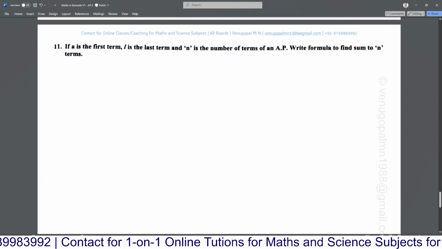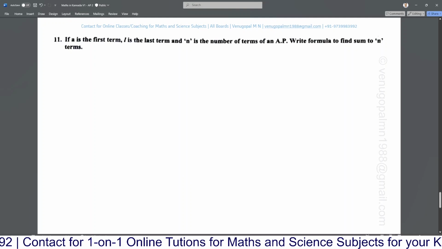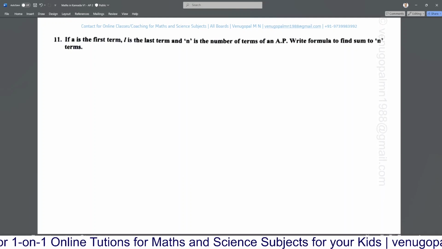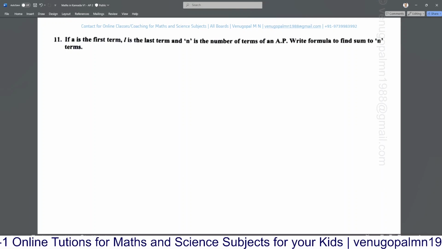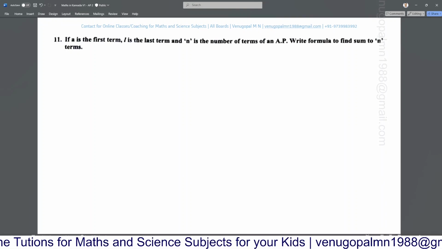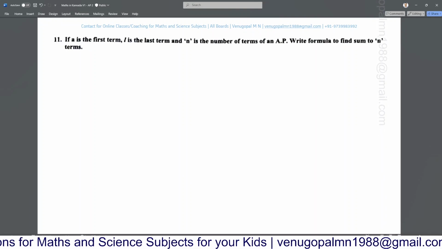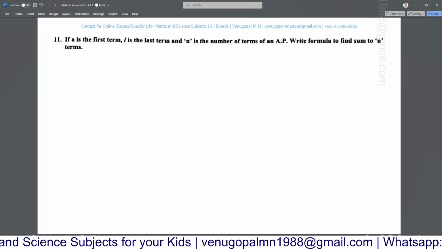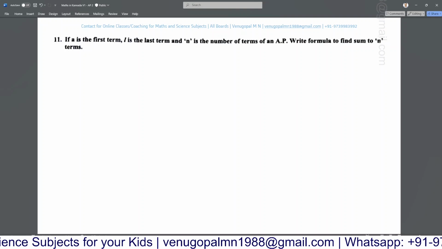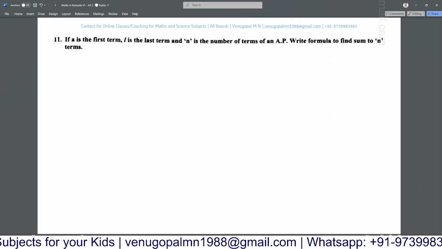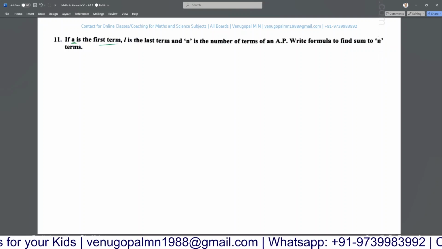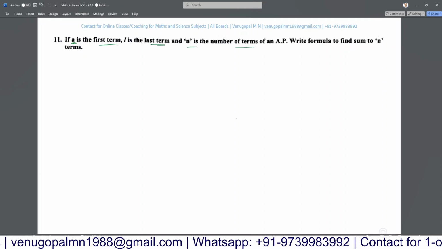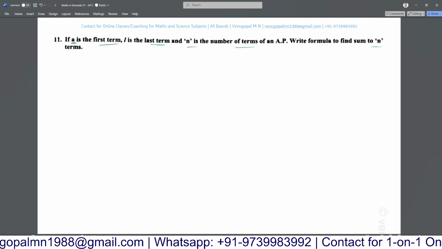Very easy thing. So whenever you are appearing for any exam, or even if it is a competitive exam, if at all you get questions related to AP, you can score 100 out of 100 without much difficulty. So if A is the first term, L is the last term and N is the number of terms of an AP, write the formula to find out the sum of N terms.